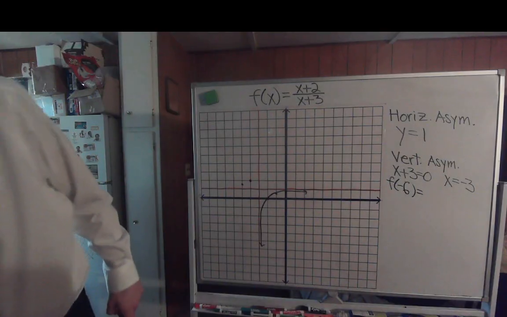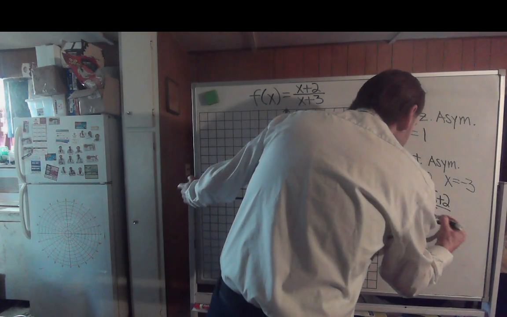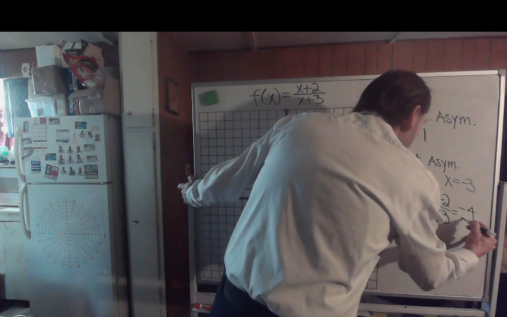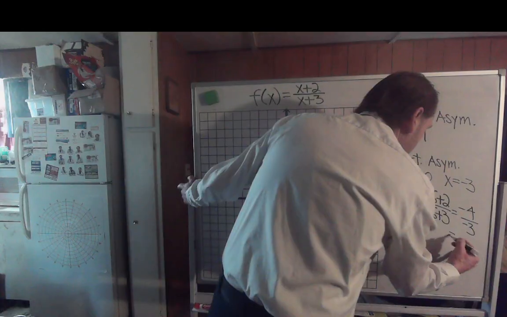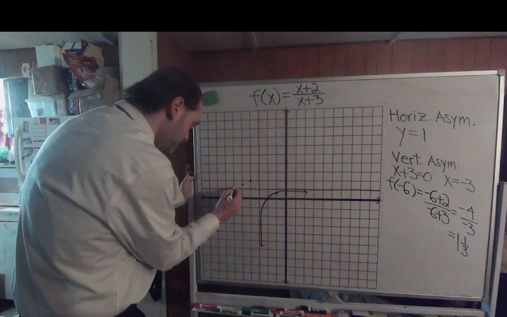Alright, so f of -6. So that would be what? -6 plus 2 divided by -6 plus 3, which would give me -4 divided by -3, which would be positive 1 1/3. Which would be about right there.